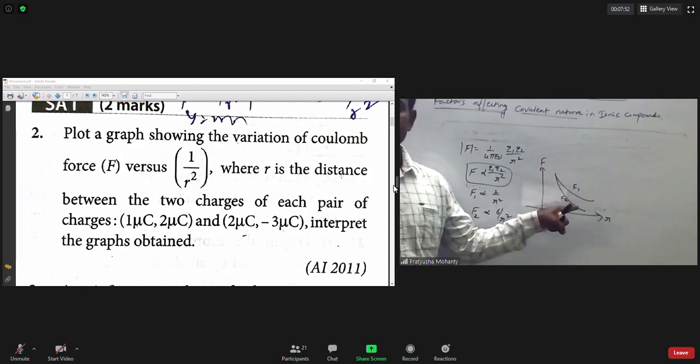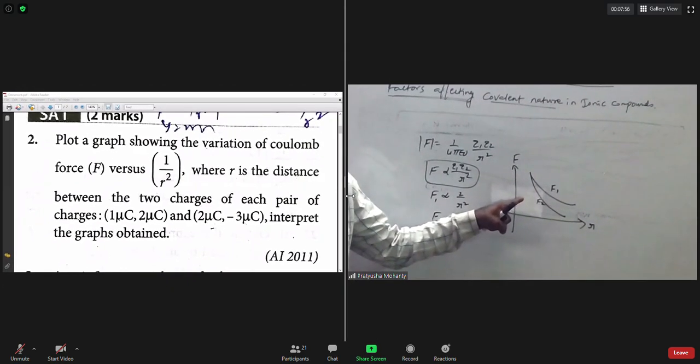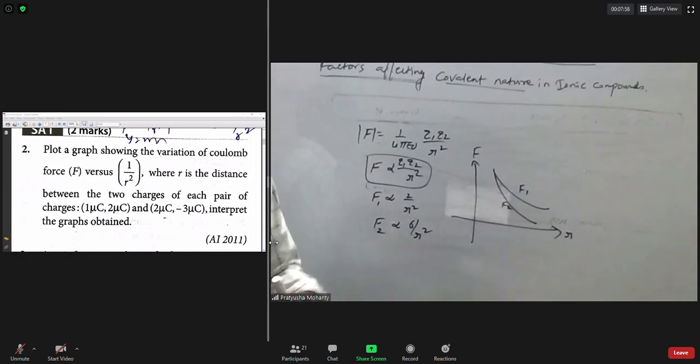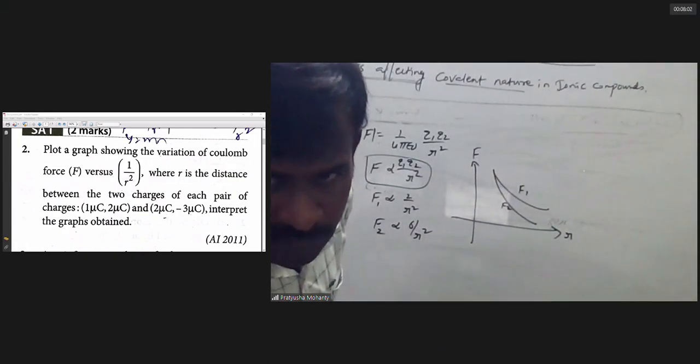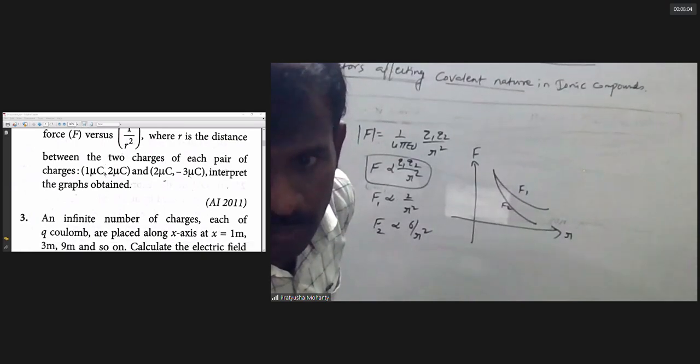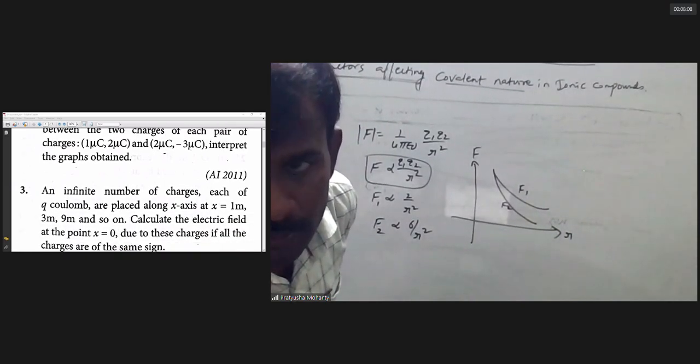Clear? Have you cleared? Only one marker, no need to spend more time. They just ask for a small graph. Next. This one you see.